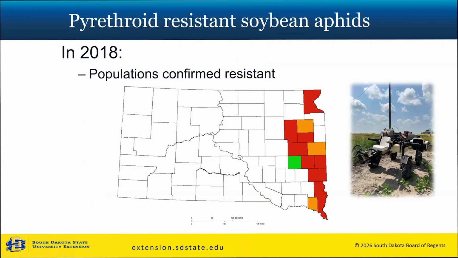Another thing to keep in mind with soybean aphids is we have confirmed resistance to pyrethroids, and that study was done in 2018. You can see the buggy there that we used for our field trials, but here are the counties that we sampled and looked at soybean aphids to confirm if they were resistant. We did a small greenhouse study. Well, actually, it was quite large, but a greenhouse study where we confirmed that they are resistant to pyrethroids. And I'm sure you all are aware of that at this point.